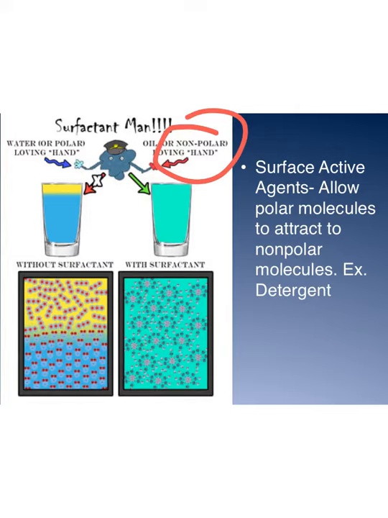That's where things like surfactants come in, like surfactant ban. Surfactants, or what are called surface active agents, allow polar molecules to attract to nonpolar molecules. And this was the bulk of what we did in our Penny Lab. So you did some research on that, and you looked up what a surfactant was, what an emulsifier was, and how they work to bring nonpolar and polar substances like water together.